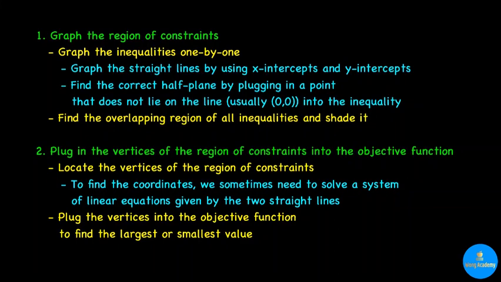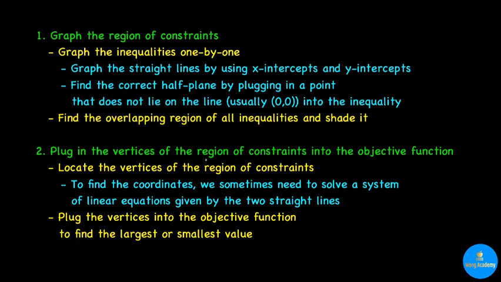Here is the summary of using the graphical method to solve a linear programming problem. There are two steps. First, we try to graph the region of constraints. Second, we will plug in the vertices of the region of constraints into the objective function. When graphing the constraints, we graph the inequalities one by one, and we first graph the straight lines using the x-intercepts and y-intercepts, and then we find out which half plane is correct by plugging in, usually 0, 0, into the inequality. Then we will find the overlapping region of all the inequalities and shade it.